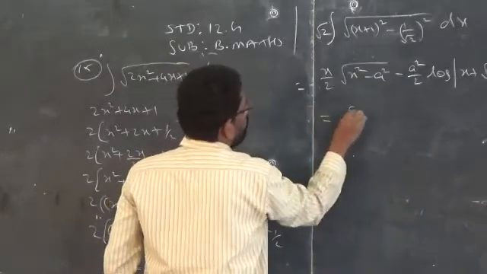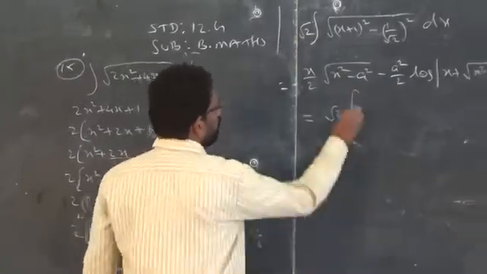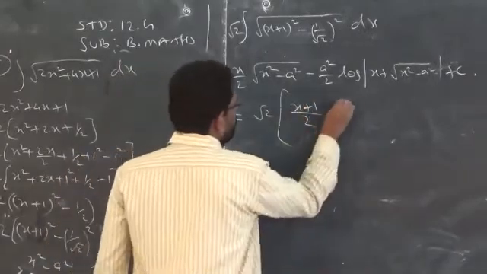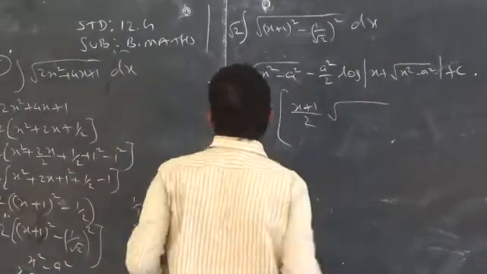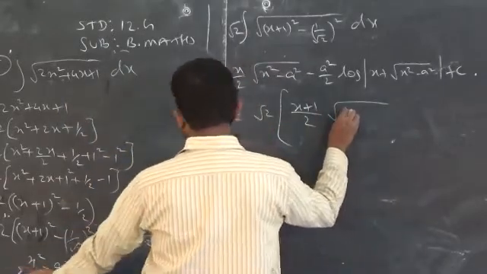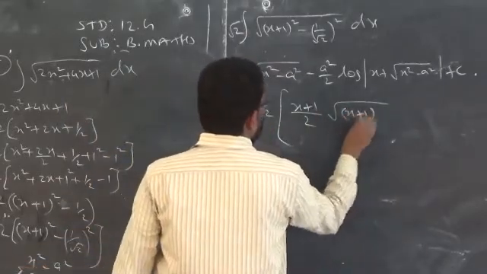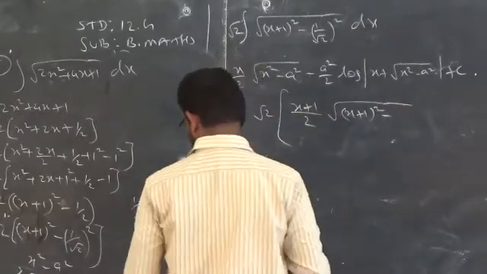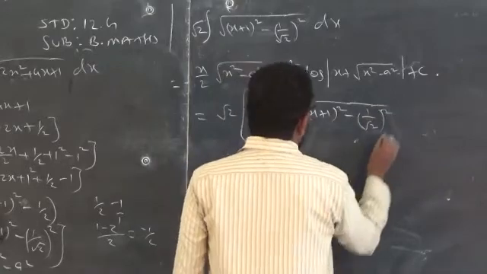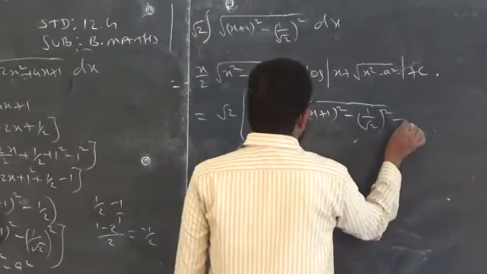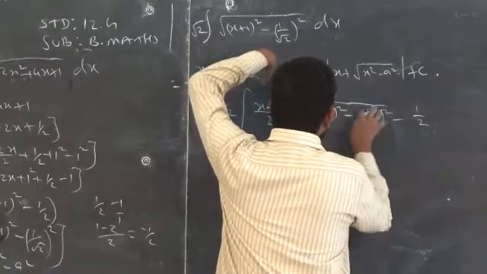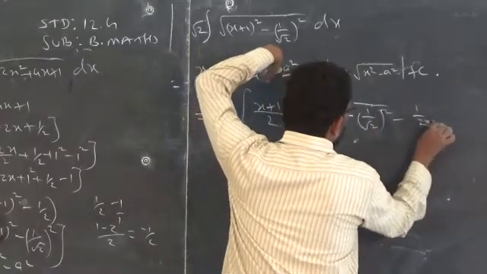So square root of 2 inside the bracket. Now x plus 1 by 2 square root, this will become, you can write (x plus 1) the whole square minus a square, that is (1 by root 2) the whole square minus... what is your a square? 1 by 2, because when you square you will get 2, already we have 2.